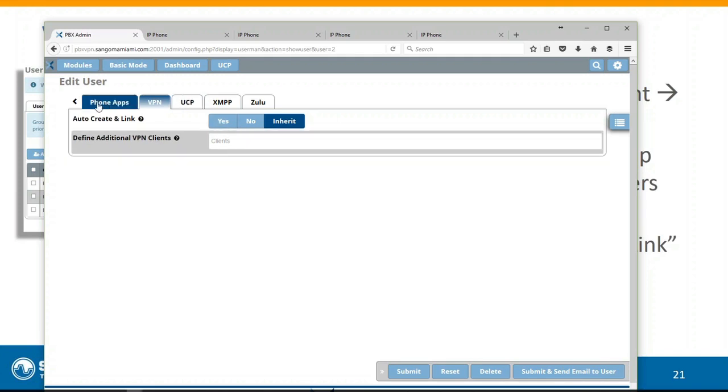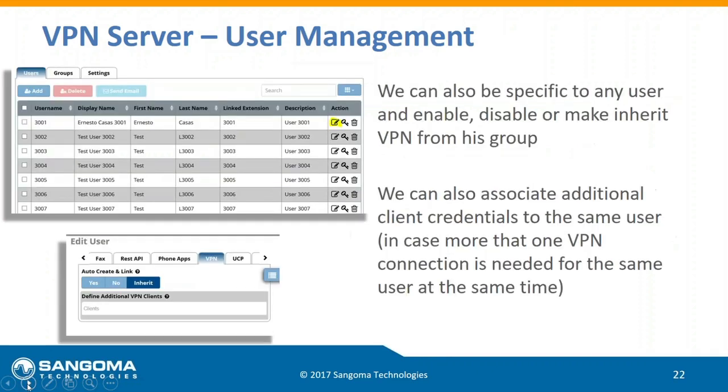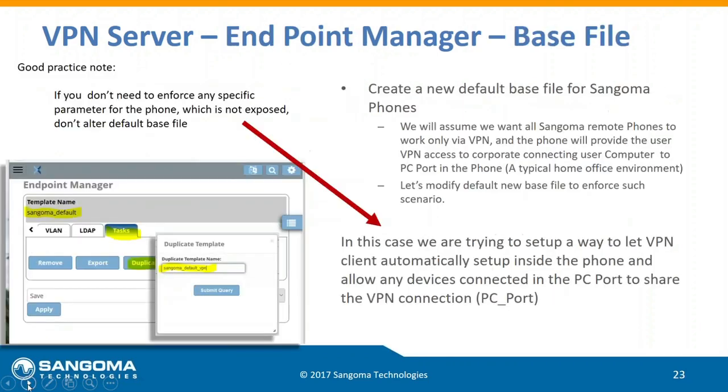So those are the 2 ways you can associate which users will have VPN capability. Okay. This is through the user management and through the group management.